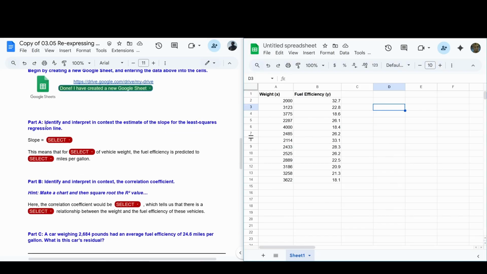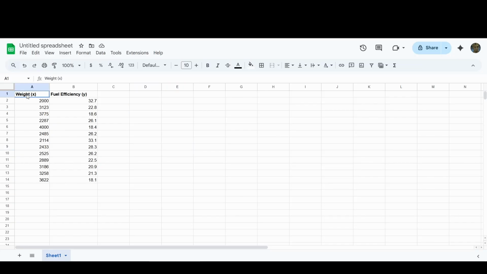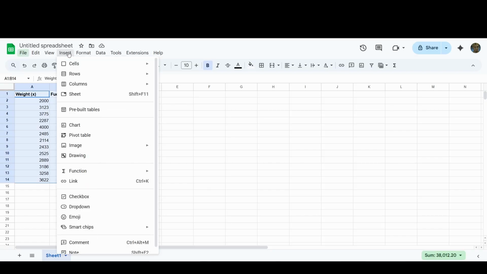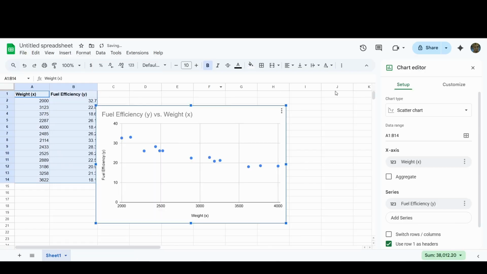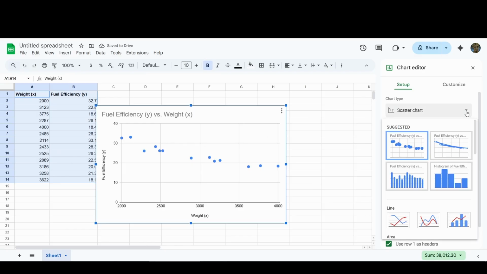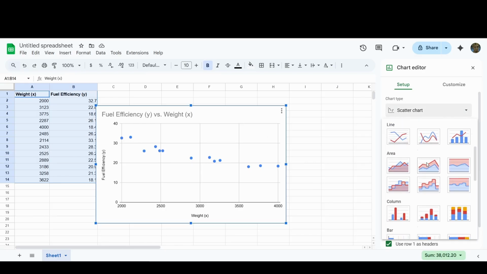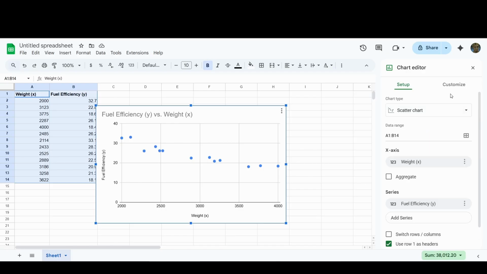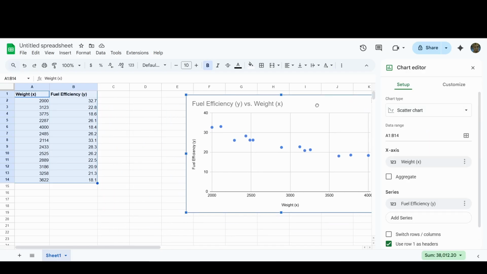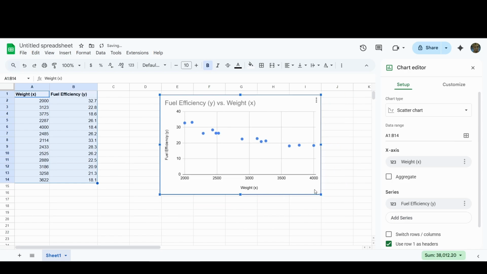The first part, A, is identify and interpret in context the estimate of the slope for the least squares regression line. The way I'm going to do that is, let's make this bigger. Let's start by making a chart. I'm just going to select all my data here, go up to insert chart. I do want to make a scatter chart. If this is on a bar graph or a line graph, make sure it's on scatter chart or it's not going to work for us. I can bring that over here. Let me shrink that down a little bit.